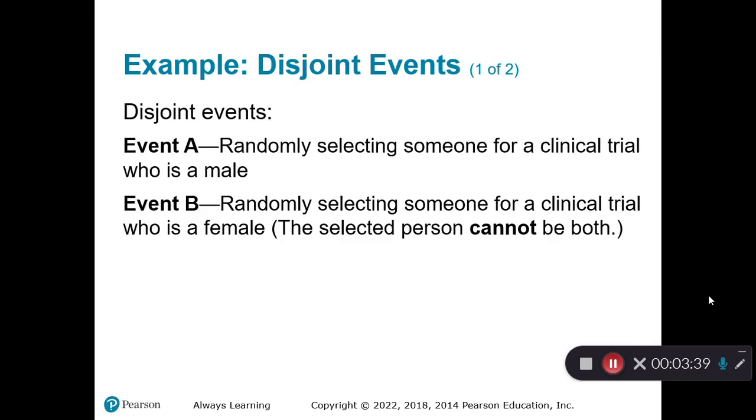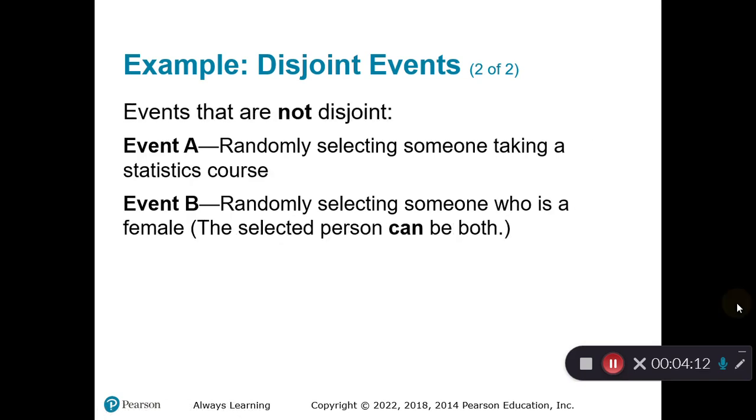Here's an example of disjoint events. Let's say that event A is randomly selecting someone for a clinical trial who is male. Event B is randomly selecting someone for a clinical trial who is female. Then the person cannot satisfy both events A and B because there is no individual who is considered both male and female at the same time. Keep in mind, we're not talking about gender, which is identity. We're talking about physical sex. So male and female do not have an overlap in this case.